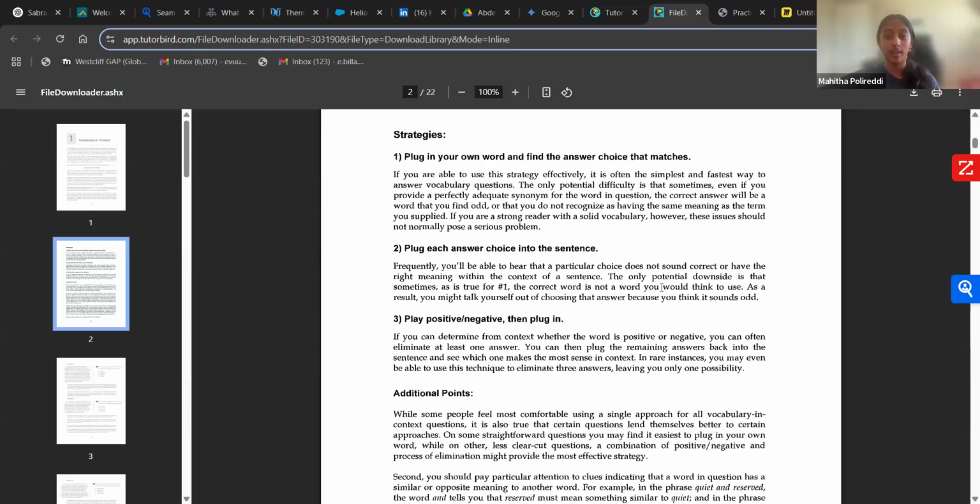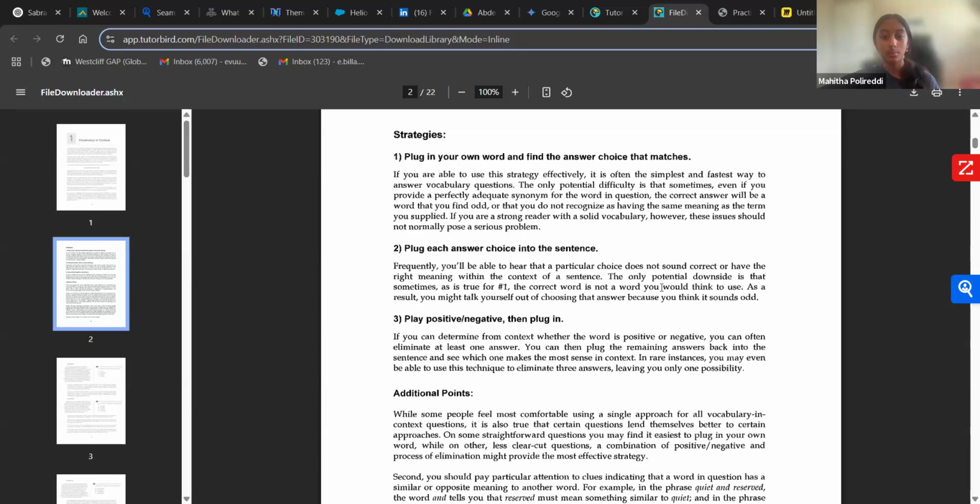Number 1: Plug in your own word and find the answer choice that matches. If you are able to use this strategy effectively, it is often the simplest and fastest way to answer vocabulary questions. The only potential difficulty is that sometimes, even if you provide a perfectly adequate synonym for the word in the question, the correct answer will be a word that you find odd or that you don't recognize as having the same meaning as the term you supplied. If you are a strong reader with a solid vocabulary, however, these issues should not normally pose a serious problem.